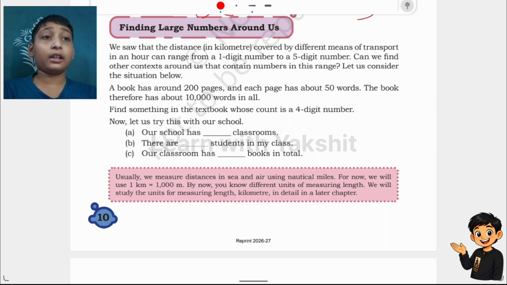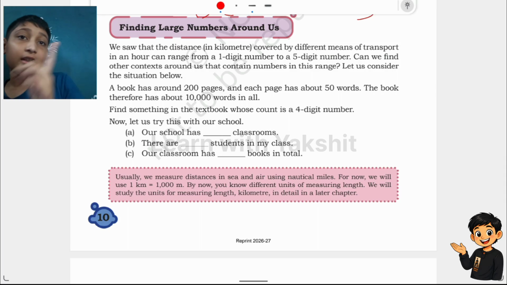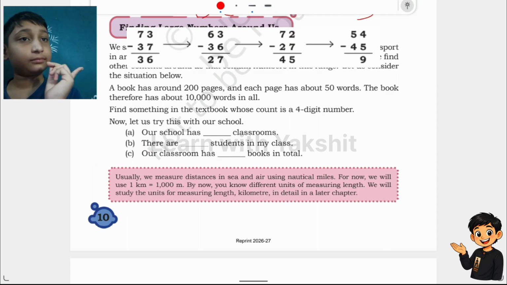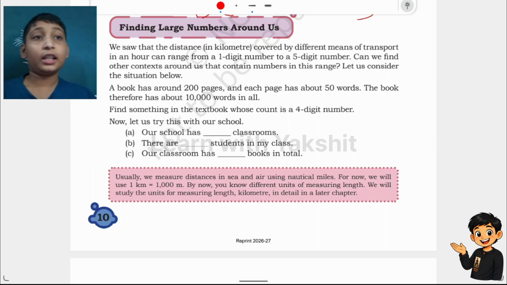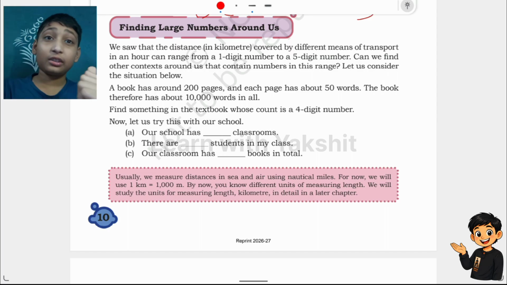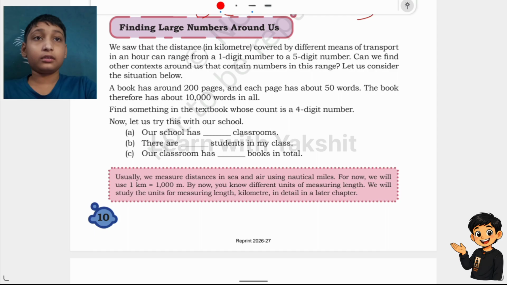Okay, I'll try to find something that's out of this chapter. Here it is. Now let us try with our school. I don't know about your school, so I'm doing it about my school. Our school has dash classrooms. Now we have to solve this.